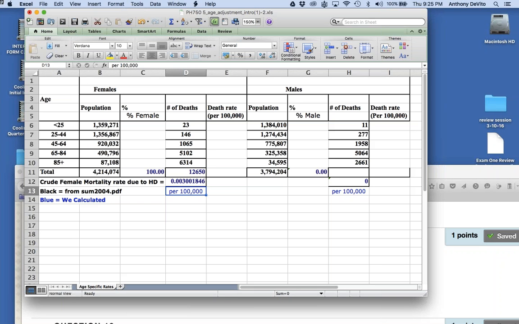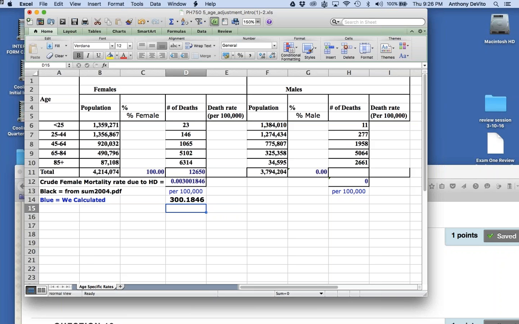That's a good number. It describes what the risk is, right? It's less than 1%. It's 1/3 of 1%. It describes the risk for a randomly chosen woman, but it's not a very easy number to work with. So I'm going to take that number and multiply it by 100,000. And now that tells me the number of women that will die per 100,000 of population.